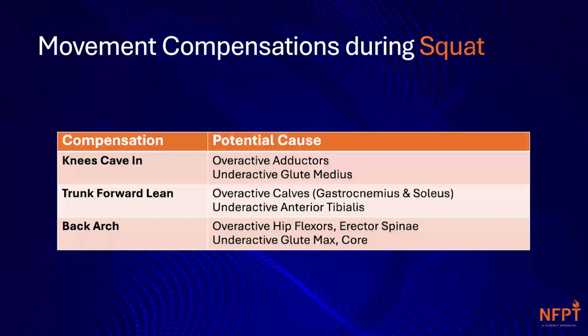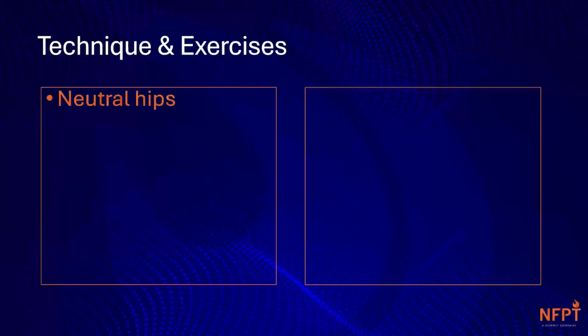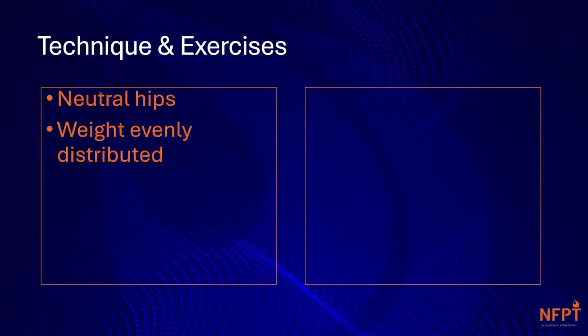Now, when you are performing squat motions with your clients, you want to make sure that they have a neutral hip. So you don't want them to have a rounded lower back or an arched lower back, but right in between. And you also want their weight to be evenly distributed between both feet. A lot of times people instruct their clients to put their weight back in their heels, but really they want an even weight distribution throughout their feet.